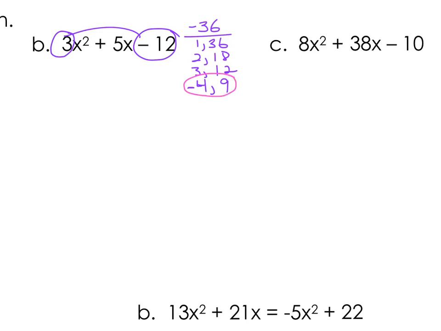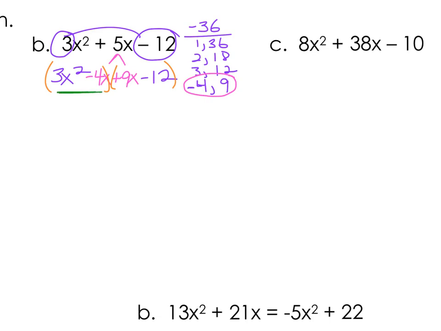So let's go ahead and split that bx term into minus 4x plus 9x. I'm going to keep everything else the same. I'll drop down the 3x squared, and I'll drop down the minus 12. From there, we put a parenthesis around the first two terms and a parenthesis around the second two terms, like so. In that first term, we have 3x squared minus 4x.